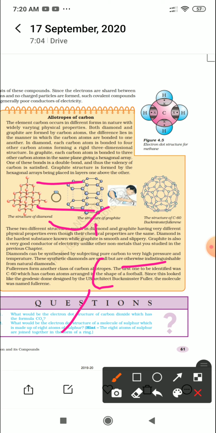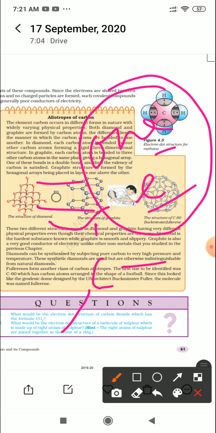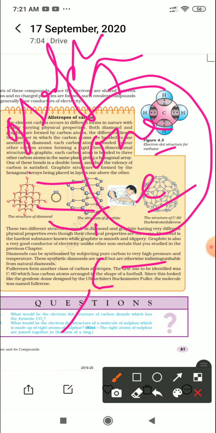Now in graphite, one carbon is attached to the nearest three carbon atoms, so definitely there is one electron which is free. And the valency of carbon is balanced because there is one double bond between them, so the tetravalency of carbon is balanced in graphite. Because of this one free electron, graphite is a good conductor of electricity. It can easily pass current through it.